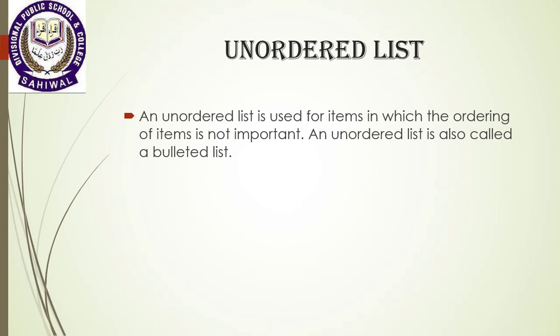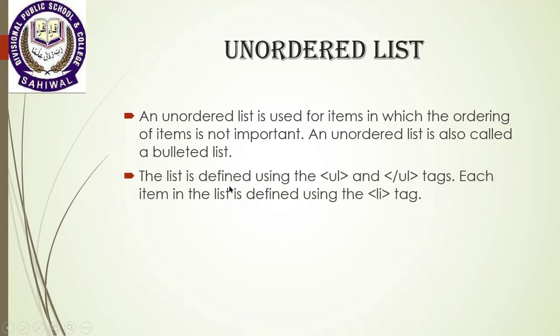Students, an unordered list is used for items in which the ordering of items is not important. Ordering means तरतीब. तरतीब जरूरी नहीं होती, or you can say that sequence is not important. An unordered list is also called a bulleted list.